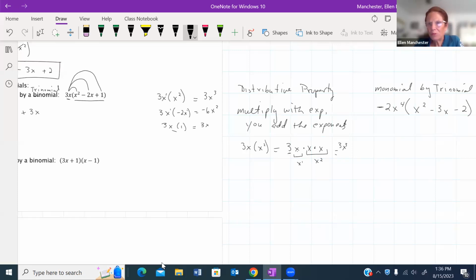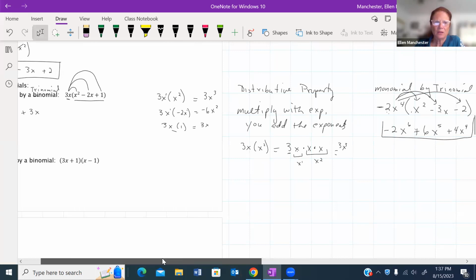Okay, so distributing and adding the exponent. You multiply the coefficient, so -2 times 1, and you add the exponent. 4 plus 2 is 6. Okay, and a -2 times a -3, you multiply the coefficient, you add the exponent. So x to the 4th times x is x to the 5th. -2 times -2 is positive 4, x to the 4th. So there's another example. And all we're doing is just multiplying the monomial, the outside, times everything on the inside.